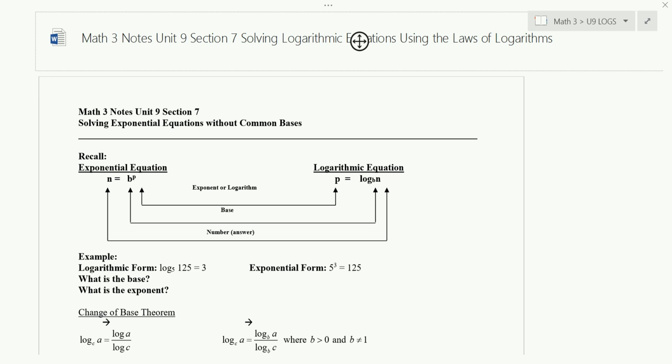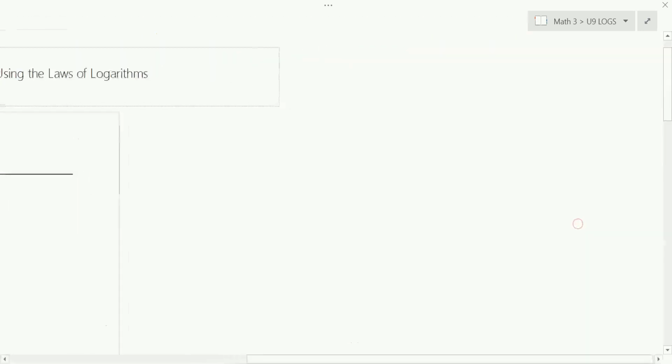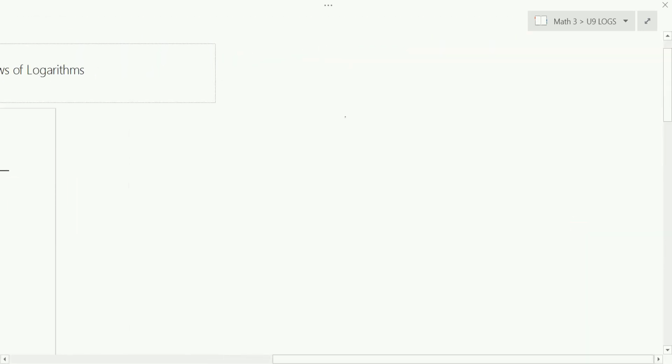But the whole idea about logs is to be able to solve for an exponent that you normally wouldn't be able to solve for. So, for example, something simple: 2 to what power equals 5? Something that we don't know. If we have an idea, we can approximate that. That's going to be between what and what? Between 2 and 3. But we can't get the exact value without logarithms. And so here's how it works.